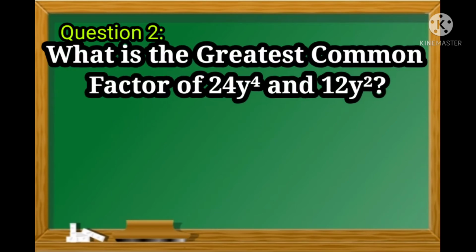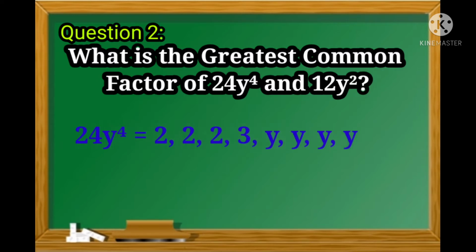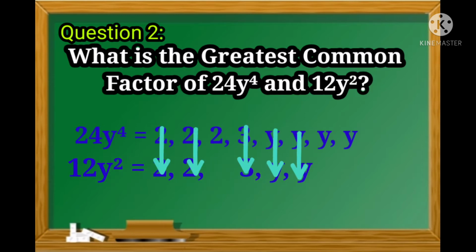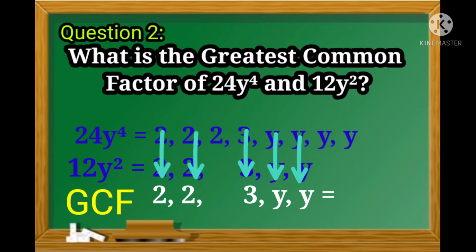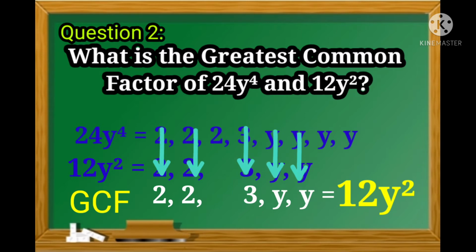Question number 2. What is the greatest common factor of 24y to the 4th power and 12y squared? The factors of 24y to the 4th power are 2, 2, 2, 3, y, y, y, y, and 12y squared. The factors are 2, 2, 3, y, y. Bring down the common factors, then get the product, and the answer is 12y squared.